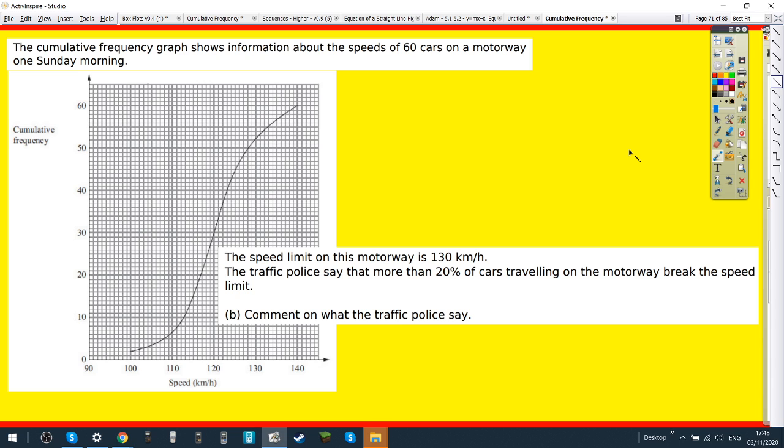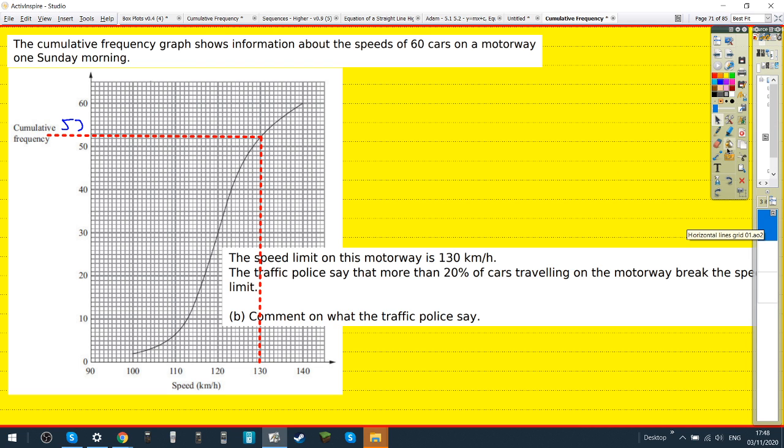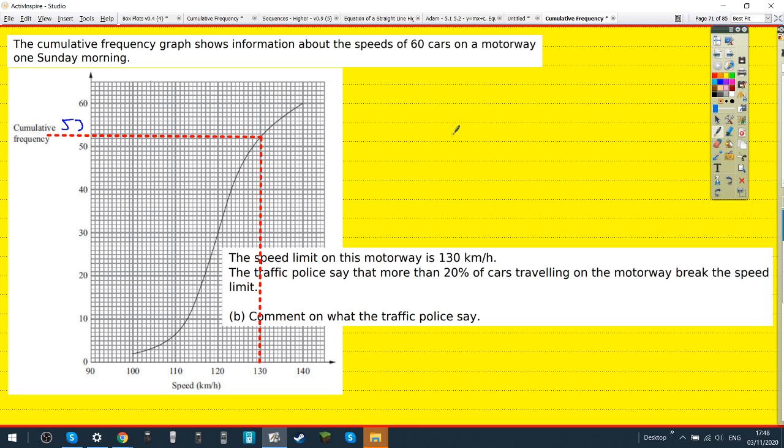So first you have to do speed. So you do 130 and you go up to meet the line. And that is 53. That's about that. So 53. Come on, he said more than 20. So then I think it's 54.